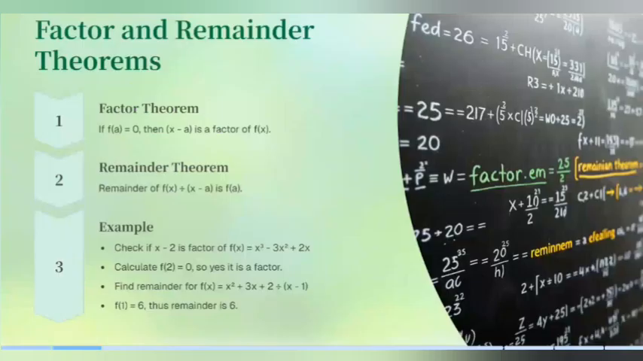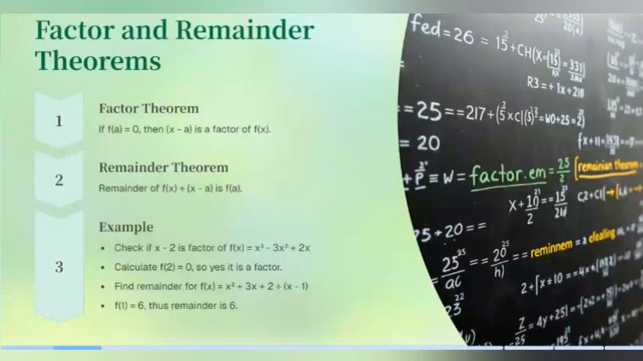Now, if f of 2 gives us 0, then we know that x minus 2 is a factor of this equation. If f of 2 does not give us 0, then we know that x minus 2 is not a factor of f of x, right? So now what do we do? We take our 2 and put it in every single place where x appears. So we have x cubed minus 3x squared plus 2x. Our a in this case is 2. So we do 2 cubed minus 3 times 2 squared plus 2 times 2. If you evaluate that, this is going to give you 8 minus 3 times 4, which is 12, so 8 minus 12 is minus 4, plus 4. So minus 4 plus 4 gives you 0.